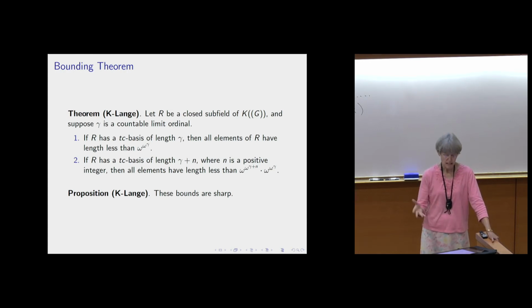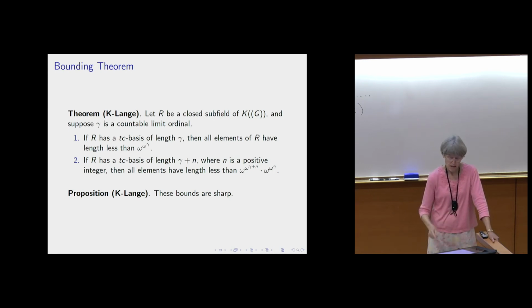So we have this notion of a TC basis that was important. But what we did first was look at the case where the group is like the rationals. So it's Archimedean. For any pair of positive group elements, there are m and n such that m times the first is bigger than the second, and n times the second is bigger than the first. So they're all in the same rational ballpark.